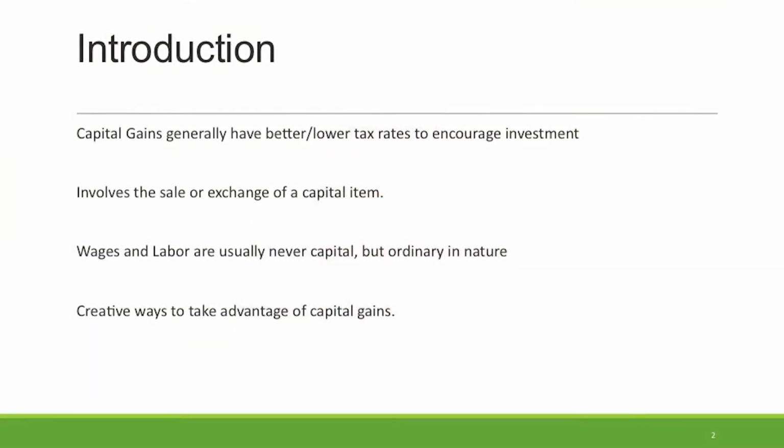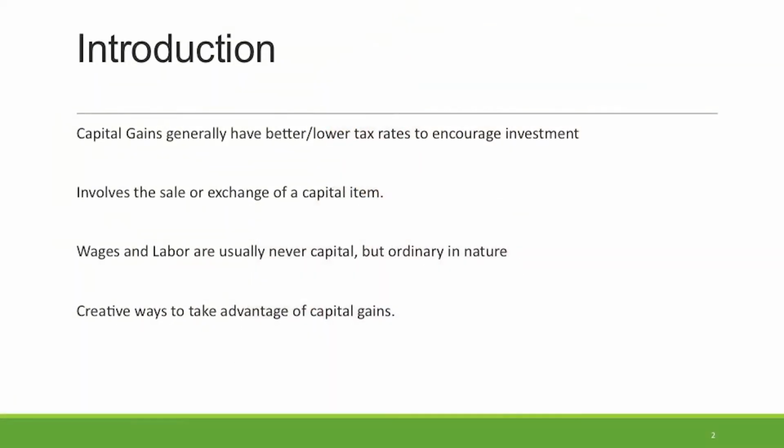Capital gains generally involve the sale or exchange of what we call a capital item. So I'll use myself as an example. I'm a real estate broker as well. I own real estate. If I sell a building, that is a capital asset. It involves the sale or exchange of a capital item. But if I go into a property and I sell a certain small item in that property, that may not be a capital item for me. It may be ordinary income for me.